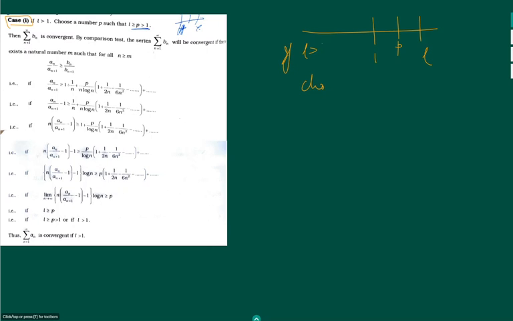Alright, if L is greater than 1, choose P such that L is greater than or equal to P and P is greater than 1. And summation Bn we know is convergent for P greater than 1.